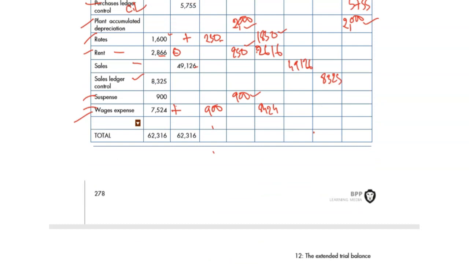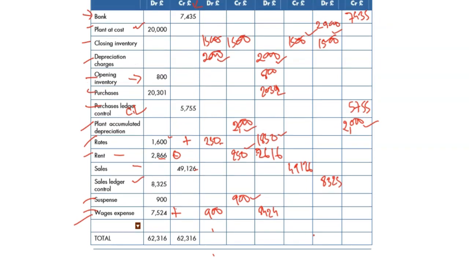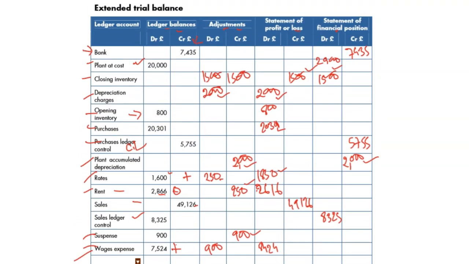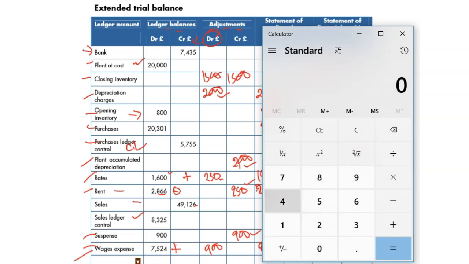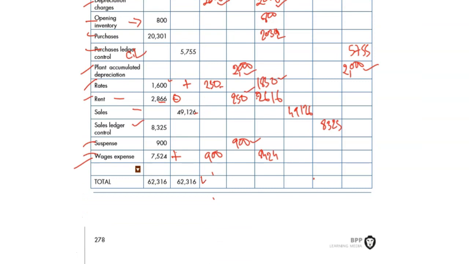That's it, people. Now we've got to do the totals and find how much the profit is. At first, let's do the total of the adjustments. I'm starting with the debit side first. On this debit side we have 1500, then 2000, adding up everything: 1500 plus 2000 plus 250 plus 900. That's it, 4650. That's the debit side.